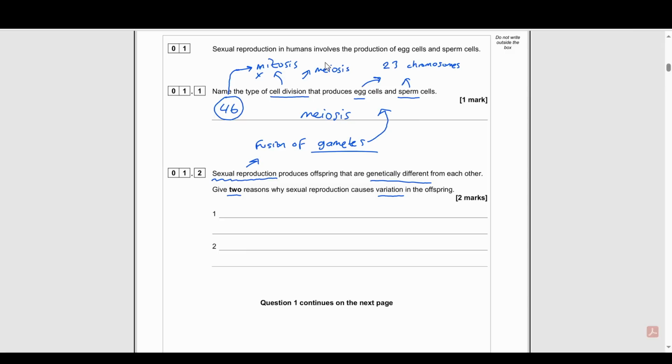The offspring are. Now, the reason why the offspring are genetically different from each other is because the sperm and egg cells that are formed are going to be different. And what do we mean by different? We mean that their DNA is going to be different, and that's why it says genetically different. So our first point needs to be that the gametes, which are egg and sperm cells, are genetically different.